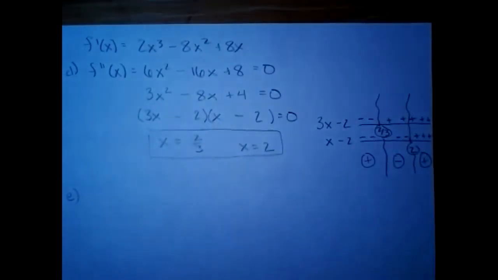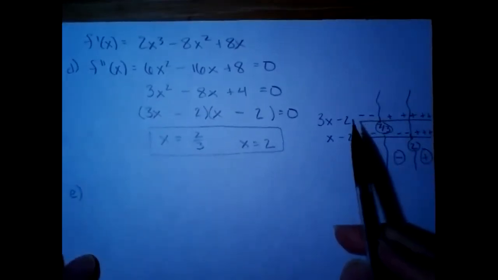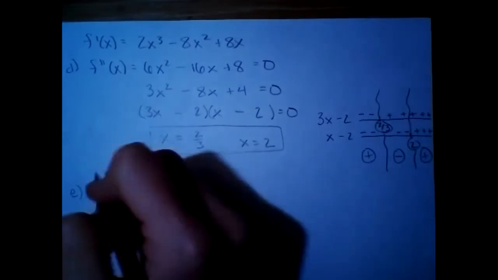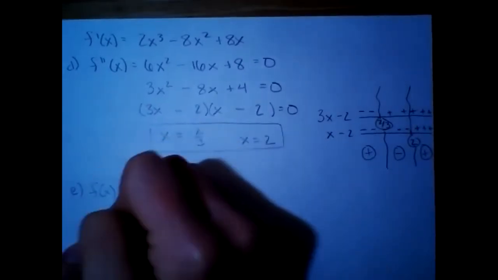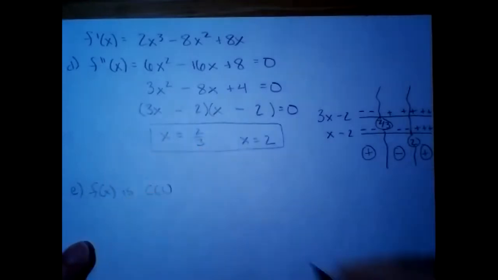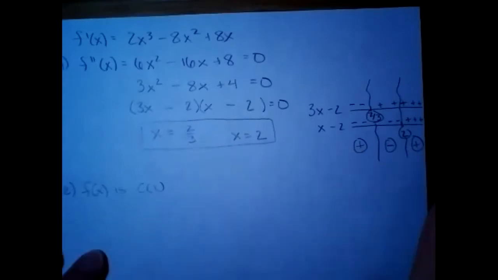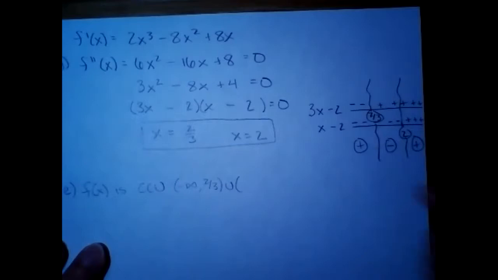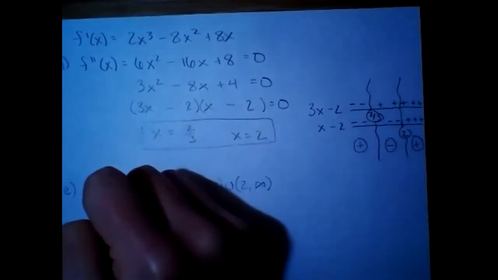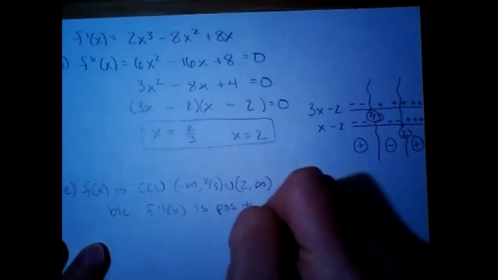And then the last one, state the intervals where f is concave up and concave down. And we already did all the work. The number line is right here. So make sure you start your sentence with f of x is or f of x has. All right, so f of x is concave up on these two sections: negative infinity to 2/3 and 2 to infinity, because second derivative is positive there.